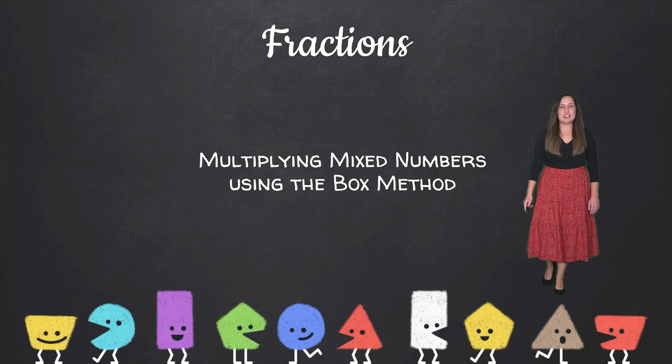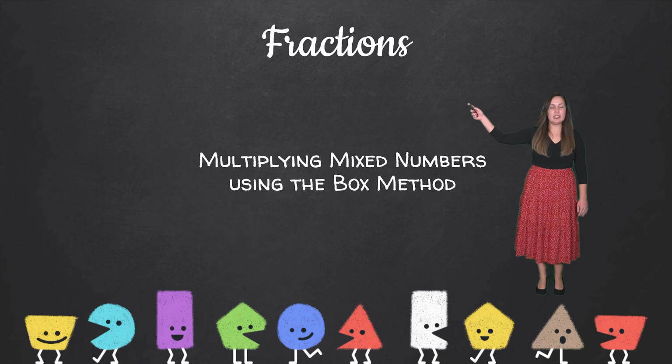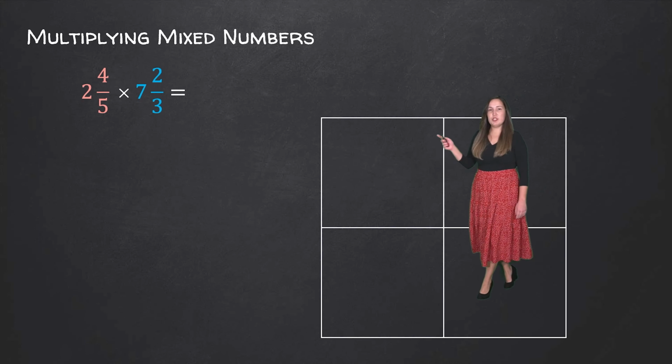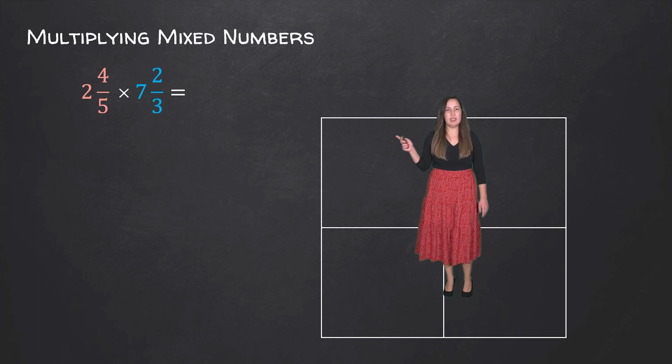Hello, mathematicians. Today we're going to be learning about fractions, more specifically about multiplying mixed numbers using the box method. To get us started, we have 2 and 4/5 times 7 and 2/3.